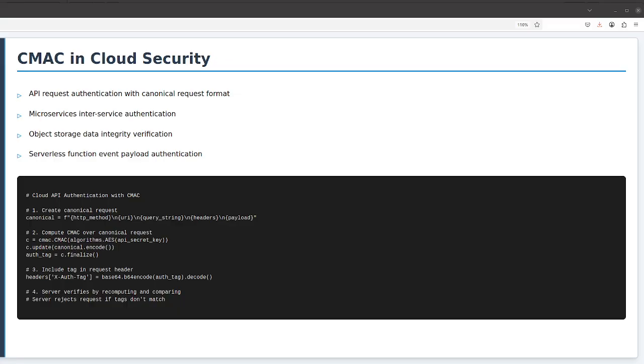Container orchestration platforms like Kubernetes can use CMAC for authenticating configuration data or securing etcd communications. Kubernetes secrets can store CMAC keys, and admission controllers can verify CMAC tags on resource definitions before applying them.